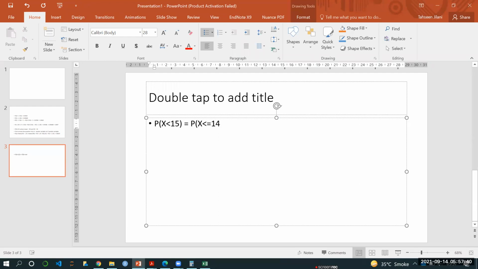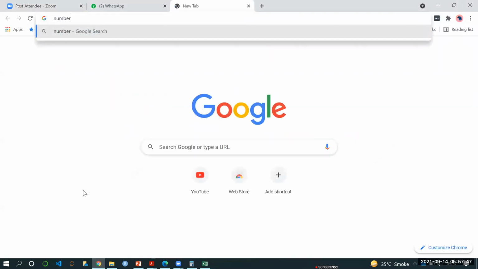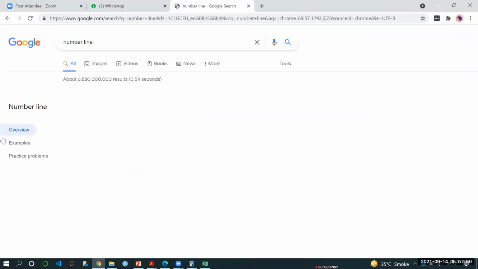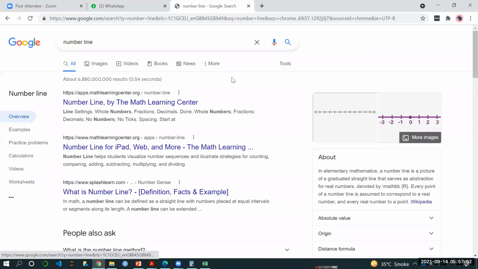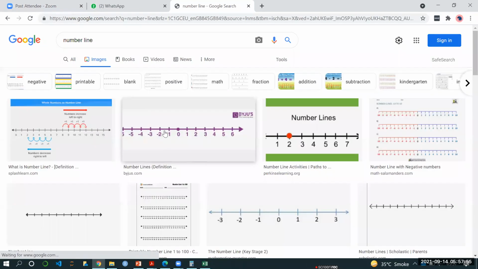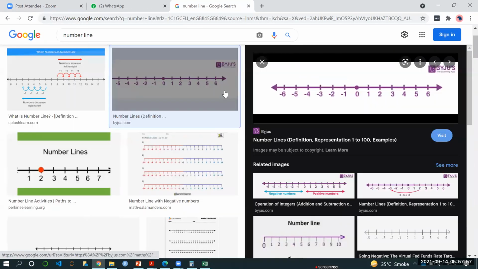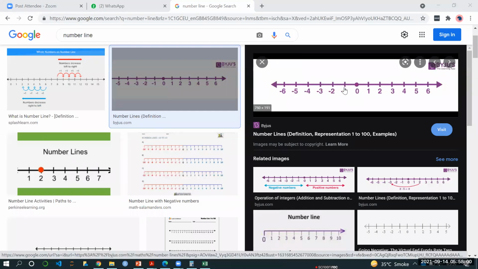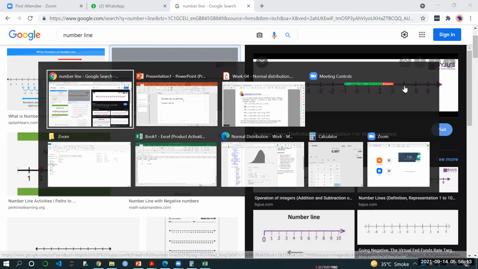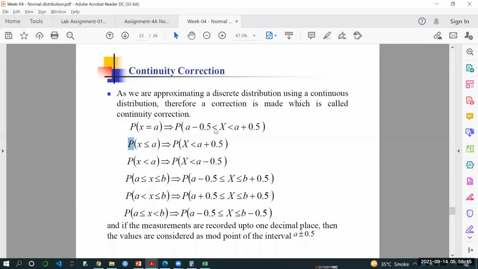If you remember in year 8 or year 10, you studied the number line. From the concept of the number line, if I can find any image, yeah, got it. You can see the number line, with -1, -2. So for example, if I say less than 3, it will be 2. If I say greater than 3, it will be greater than or equal to 4. Now the second thing, if I say less than or equal to, where is PowerPoint?